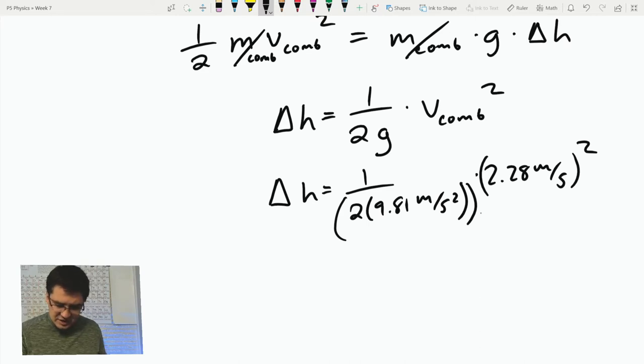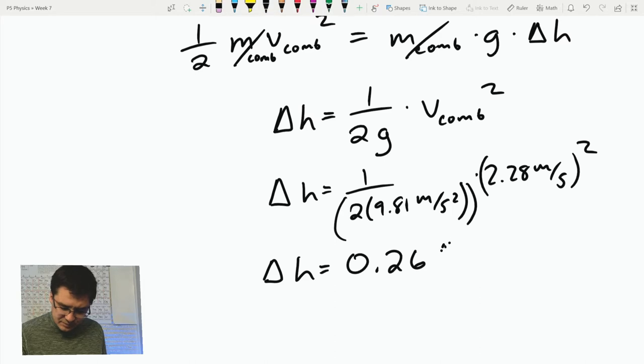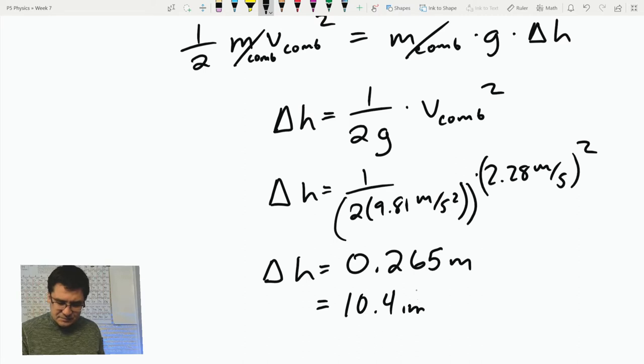I get a change in height of 0.264, or round it, 0.265 meters. If you convert that to inches, I'm going to let Google do that. Let's see, that's 26.5 centimeters divided by 2.54. That's 10.4 inches.